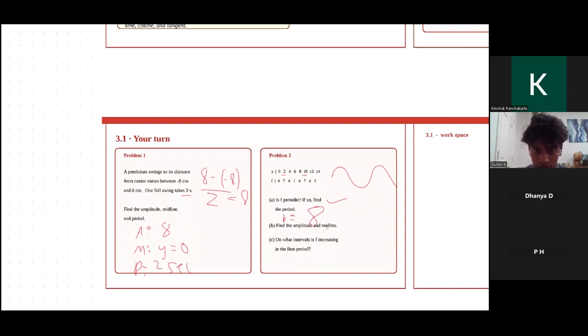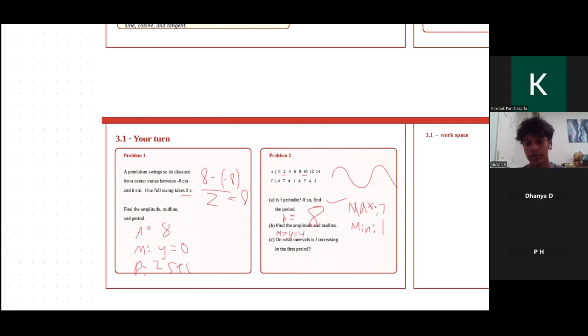Now, amplitude and midline. The max is 7, and the min is 1. So the midline has to be halfway between these two points, which is 7 plus 1 divided by 2, which is y equals 4.